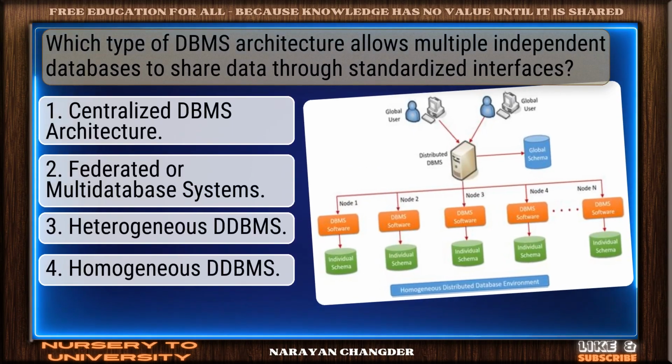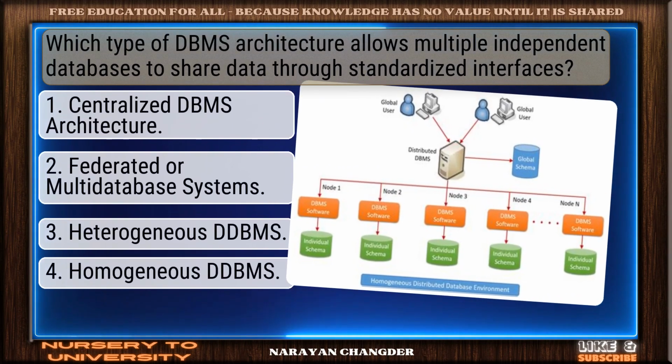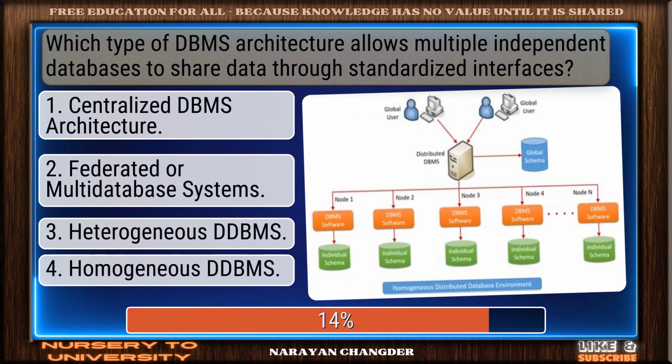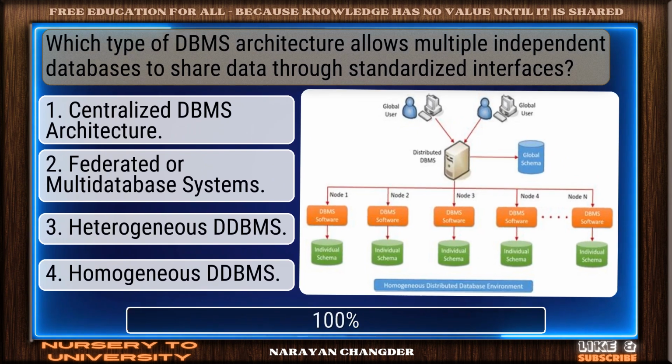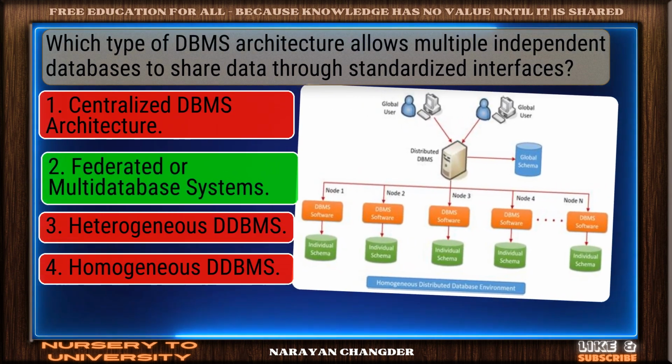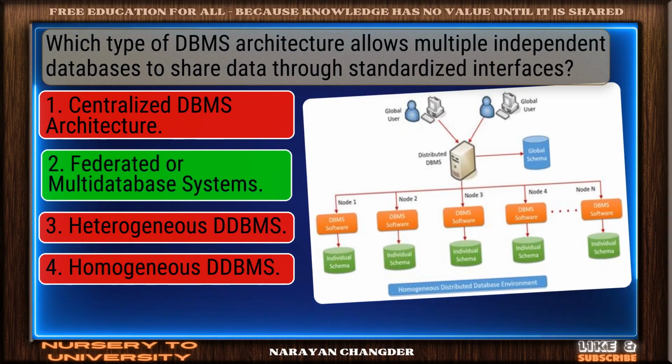Question number 6. Which type of DBMS architecture allows multiple independent databases to share data through standardized interfaces? Correct. Federated or multi-database systems is the right answer.